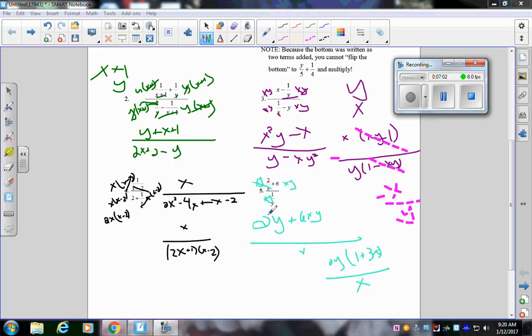Over here, my LCD was xy, so in the first one, x canceled, leaving 2 times y. Nothing canceled, so I have 6xy. Here my y's canceled, which left me with just x. I could pull out a 2y here, but then I was done. All right, that is all.